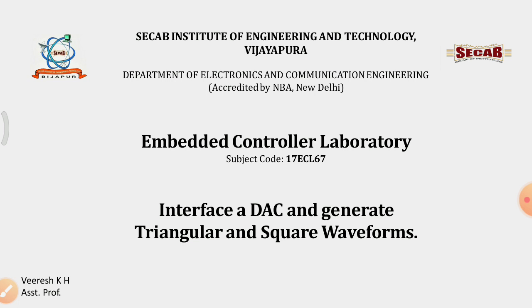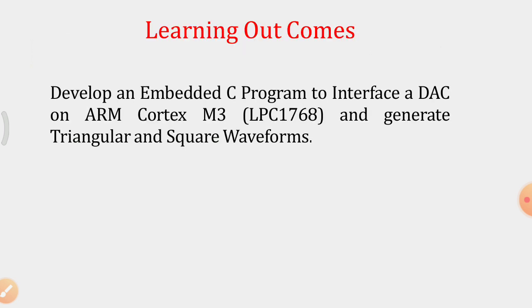Today we'll interface a digital to analog converter and generate triangular and square waveforms. After going through this session, the students will be able to develop an embedded C program to interface a digital to analog converter (DAC) on ARM Cortex M3, that is LPC1768, to generate triangular and square waveforms.